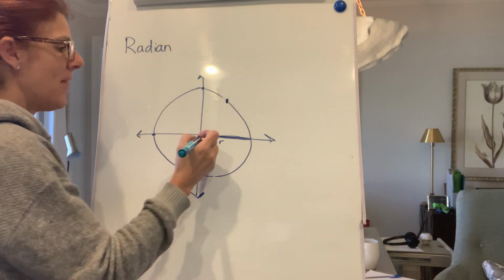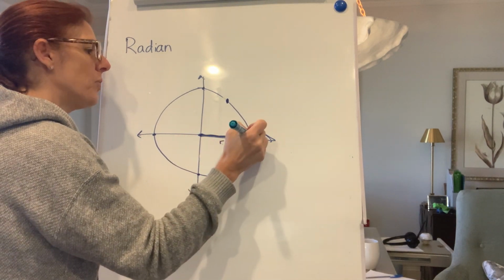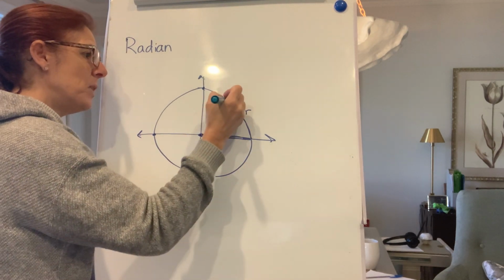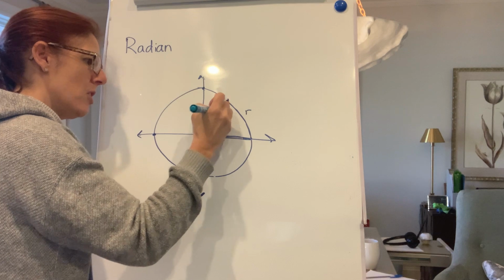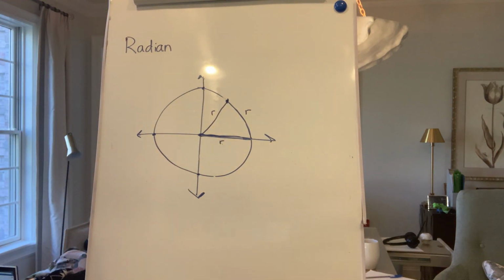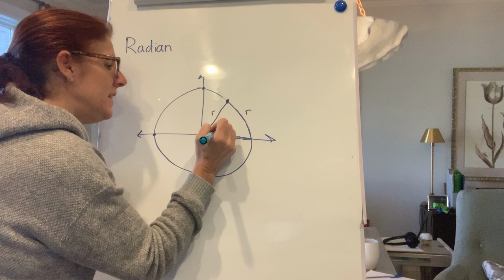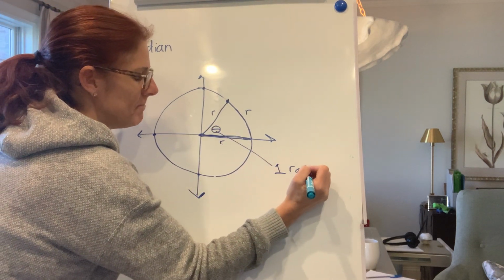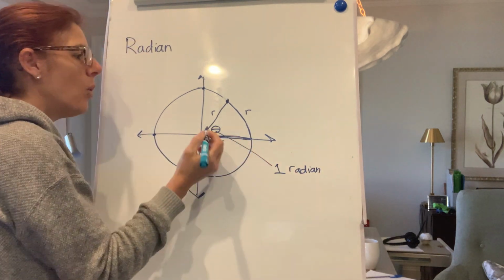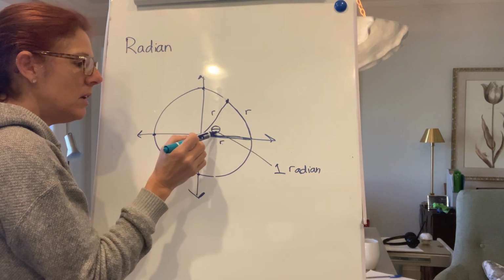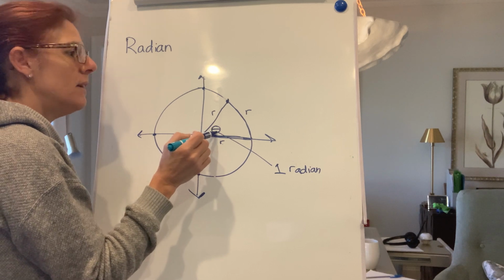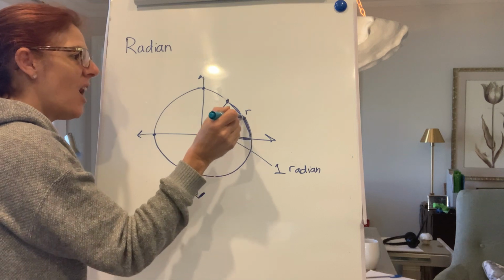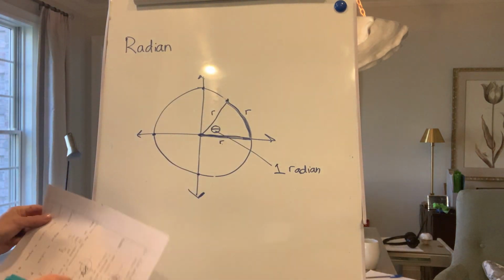So if you think about that, then the length from here to here is R, but also the length from here to here is R, right? And if I connect this point to this point, the length from here to here is R. All right, the angle formed in here is being defined as 1 radian. So the 1 radian angle is equal to the angle that's made by making an arc of length R.